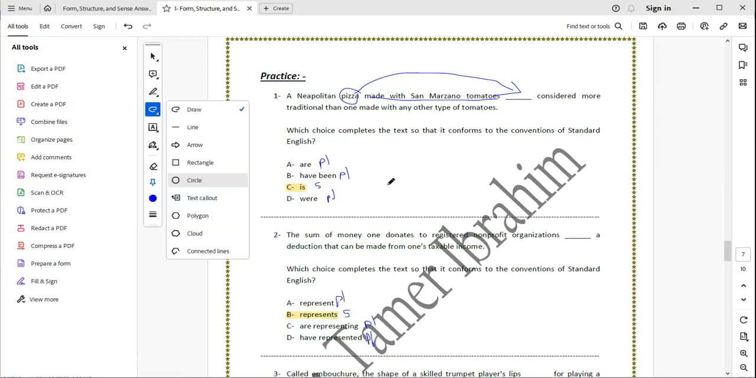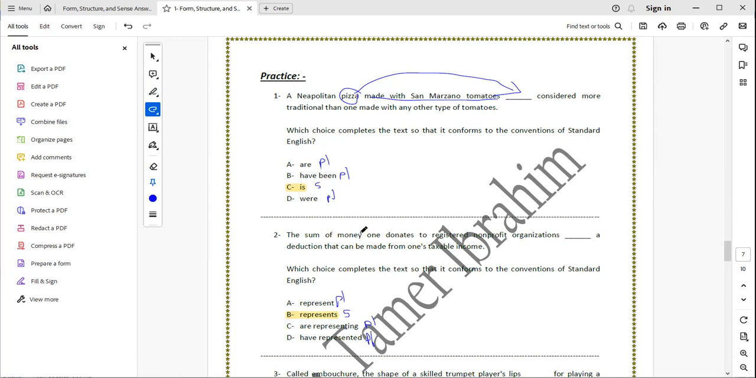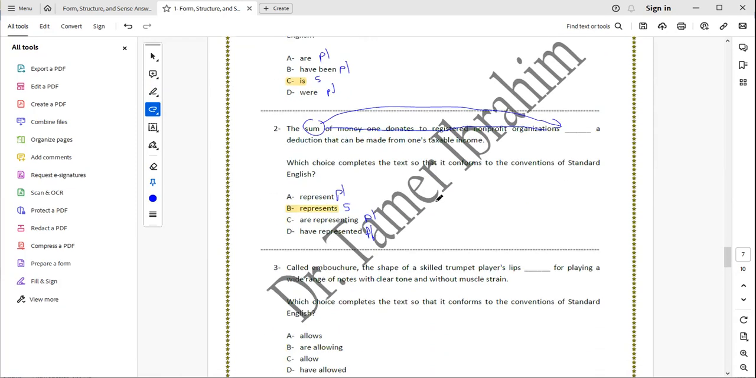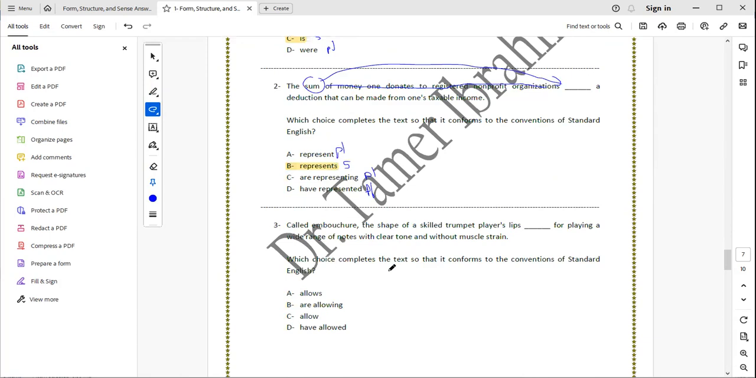Let's find if our answer is right or wrong. The sum of money one donates to a registered non-profit organization. I don't care about anything that comes after the preposition. So I'm talking about the sum, singular. So the sum represents. Still in the subject-verb agreement: allows singular, are plural, allow plural, anything without an s is plural, have plural. So the answer is going to be "allows," the odd one out.